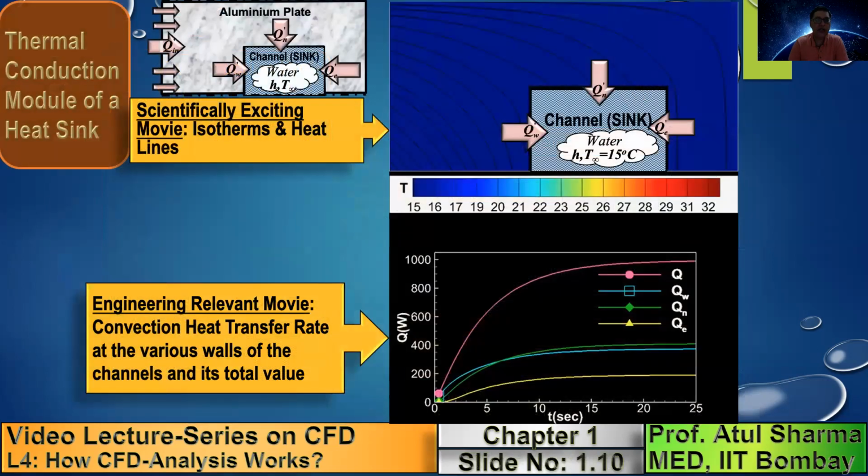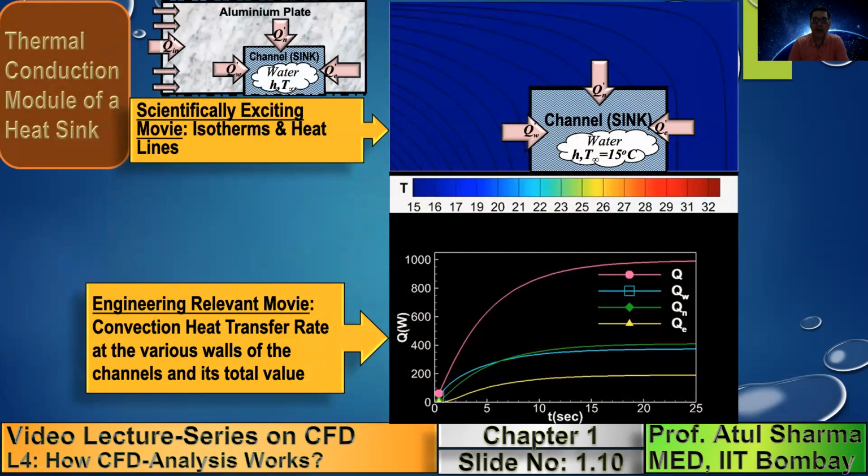So this slide shows the schematic as shown in the previous slide, and here I will show you the corresponding animation. So this is a channel, and this is the aluminum plate. Right now this is the first picture, and corresponding to the first picture, the temperature everywhere in the aluminum plate is 15 degrees centigrade.